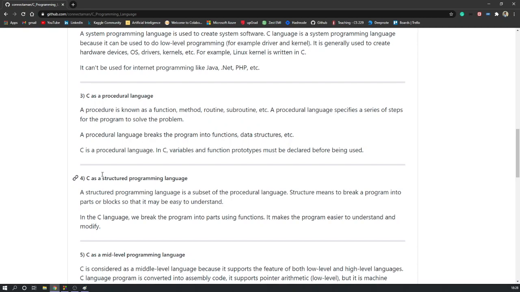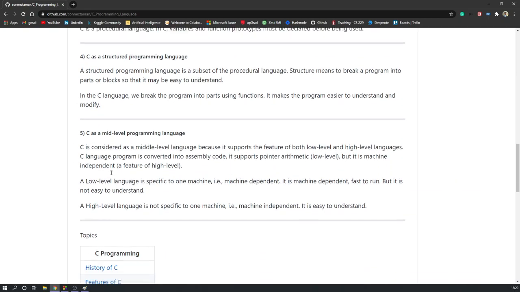And then C is also a structured programming language, where you have a structure which you have to follow. There is a detailed structure, with guidelines you have to follow to write the program. Now if you misplace any of this, then it is definitely going to give you a compile time error.